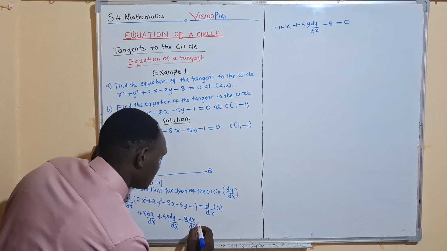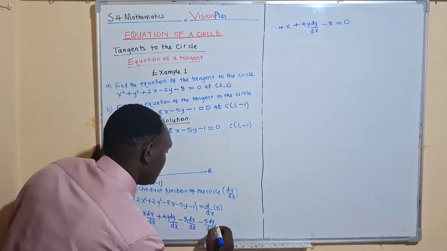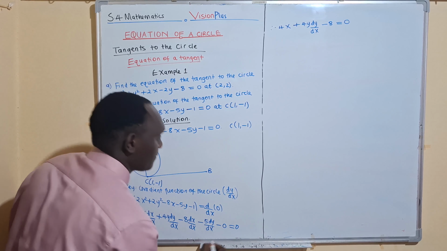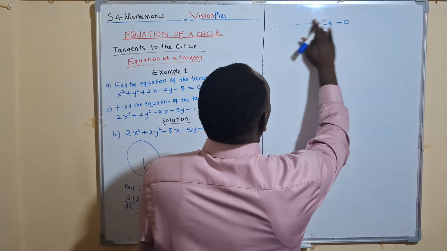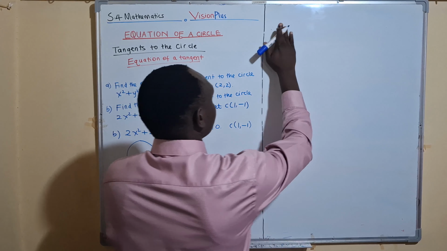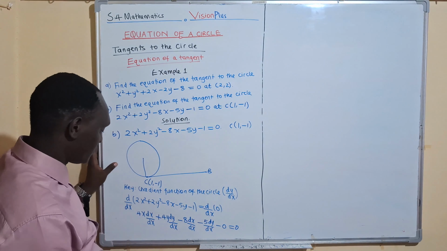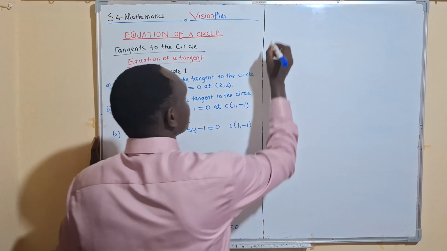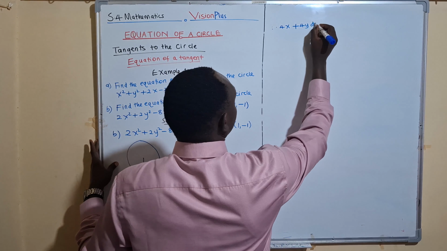Minus 5y. So if we differentiate minus 5y we shall get 5, but it is differentiating y with respect to x. And then minus, differentiate 1 and get 0, equals 0. Now we're going to simplify. These are going to cancel. This will cancel. So we shall have 4x plus 4y dy/dx, 4y dy/dx.